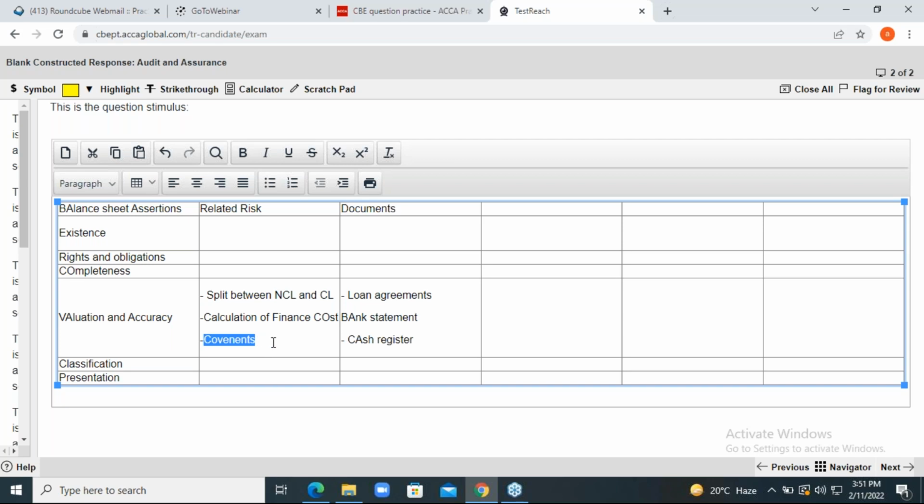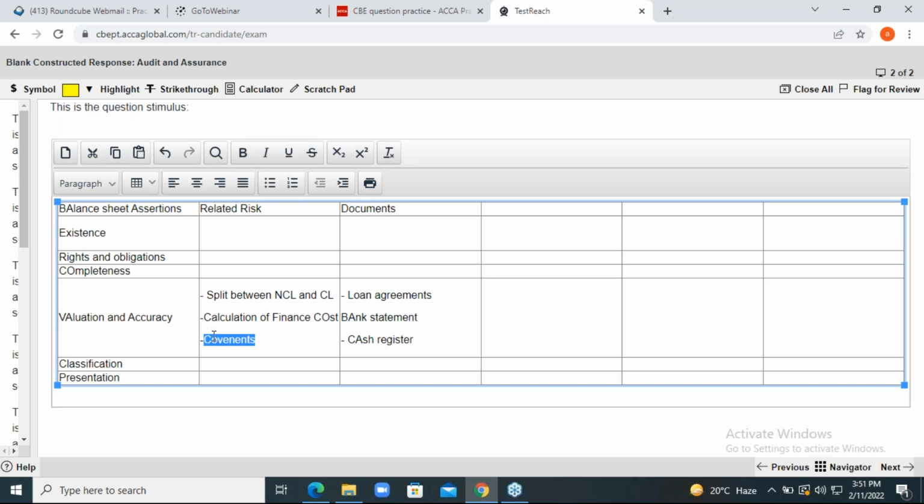Now this is a conceptual way to learn procedures. If you imagine this data before your eyes, whenever the examiner is asking you to write some of the procedures for a specific head, just think of the related assertions, related risk, and related documents.